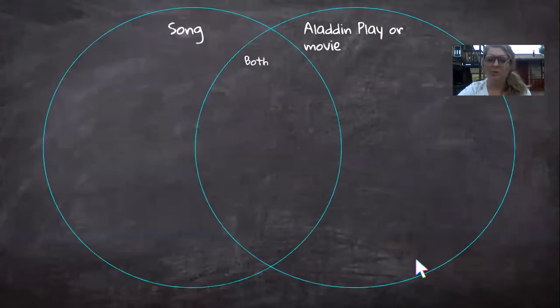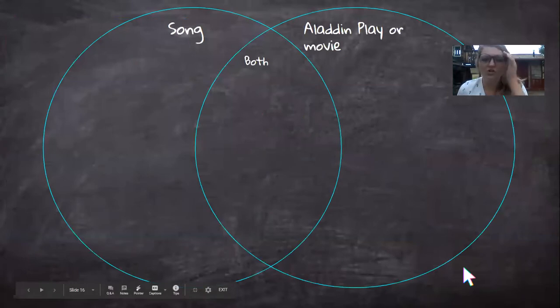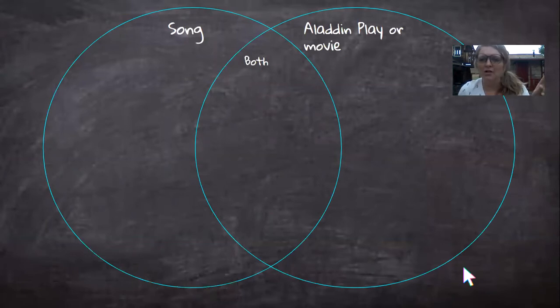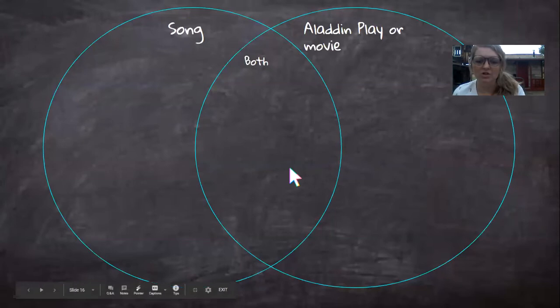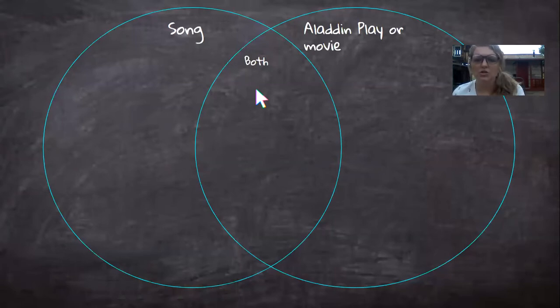So what I have here, I want you to recreate on your own paper. It's just a simple Venn diagram. And the interlocking circles, like they are, show us that we're going to put the characteristics of the song on one side. We're going to put the characteristics of the Aladdin movie or play on the other side. And then what they have in common is going to go in this middle section where it says both. Okay? So comparing song lyrics to Aladdin, the story.